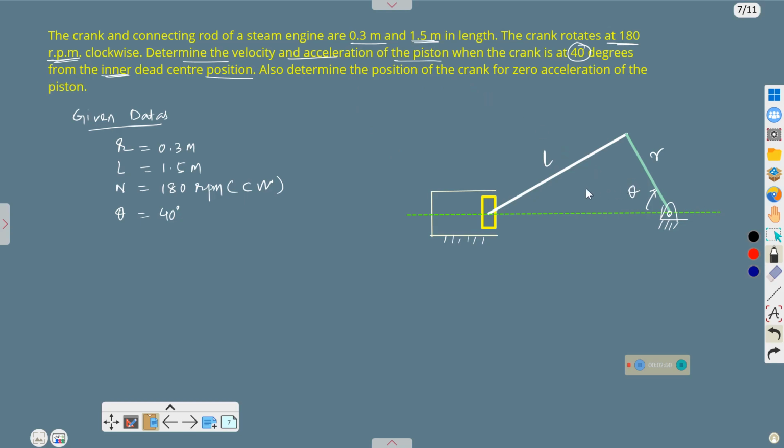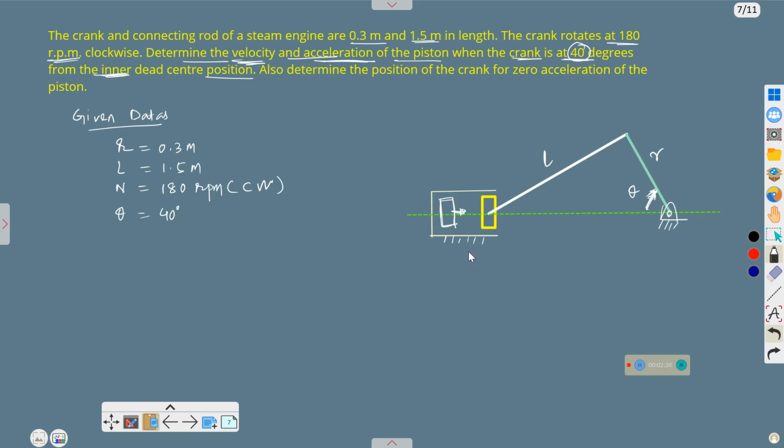Okay, so the position is given when the crank is 40 degree from the inner dead center. That simply means when the piston would be here, in that case the crank angle, if we count from this side, this would be 0, and it has moved forward. That simply means it has moved a little ahead, and how much ahead, that is your 40 degree. So this theta is given to us as 40 degree. Okay, so from all these data, we have to find out the velocity and acceleration of the piston.